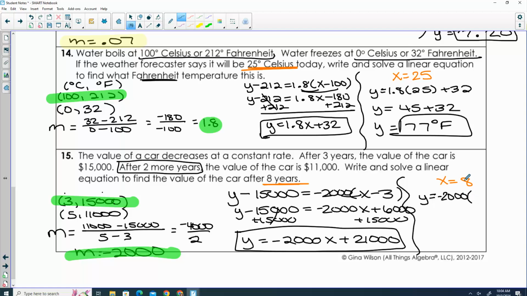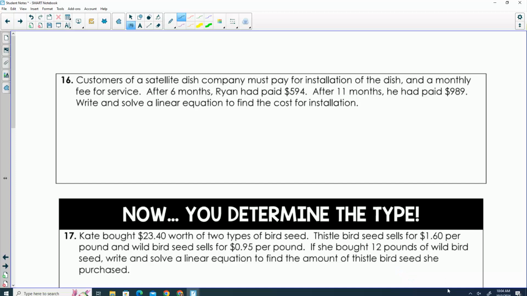times X was our 8, plus the 21,000. Okay, so 8 times negative 2,000, negative 16,000, plus 21,000. 5,000, and that is the value, so my label would be dollars. So after 8 years, it is worth $5,000. All right. Try to set up the next one on your own.